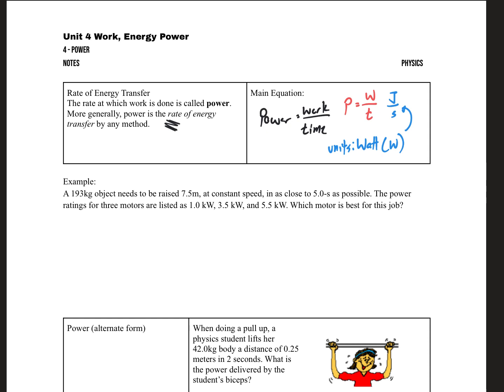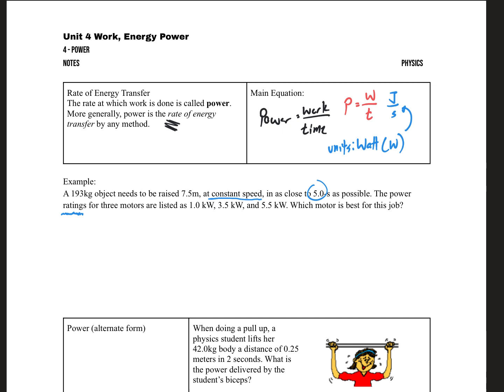So we have a couple of pretty straightforward examples here. Our problem set's pretty good, so we're going to leave you most of the time to work on that. But here we have an object that needs to be raised a certain distance at a constant speed, so we know there's no acceleration going on, and in as close to 5 seconds as possible. So we have 3 power ratings, and all a power rating is, especially for electric motors, is the amount of work it's capable of doing per second.